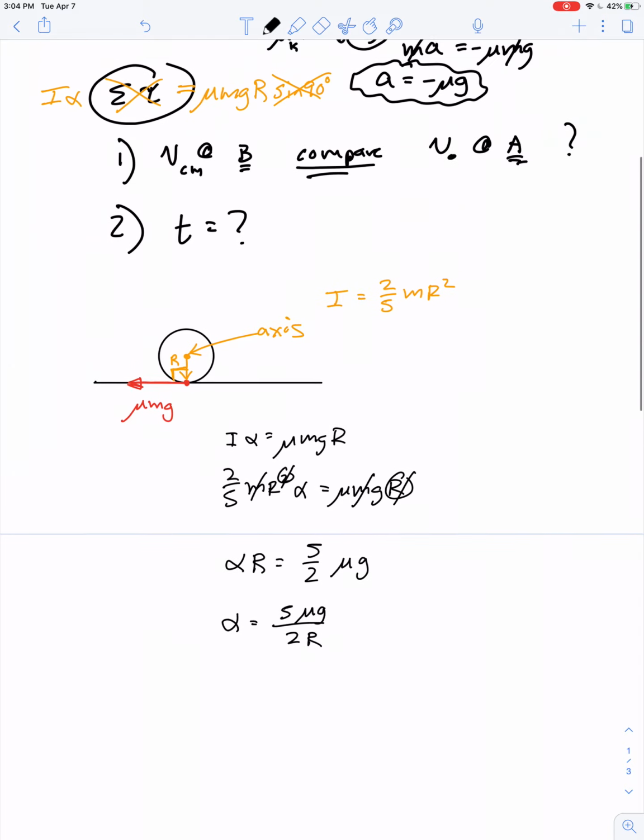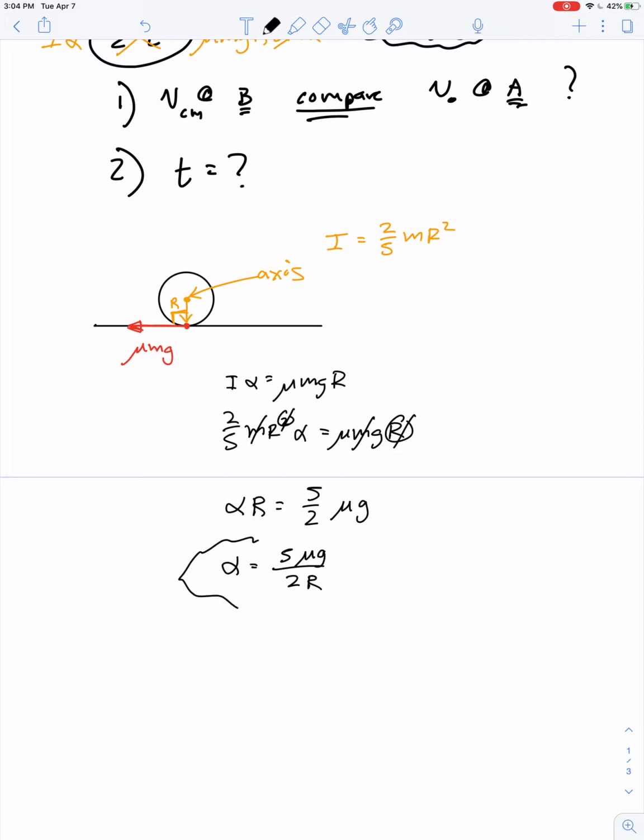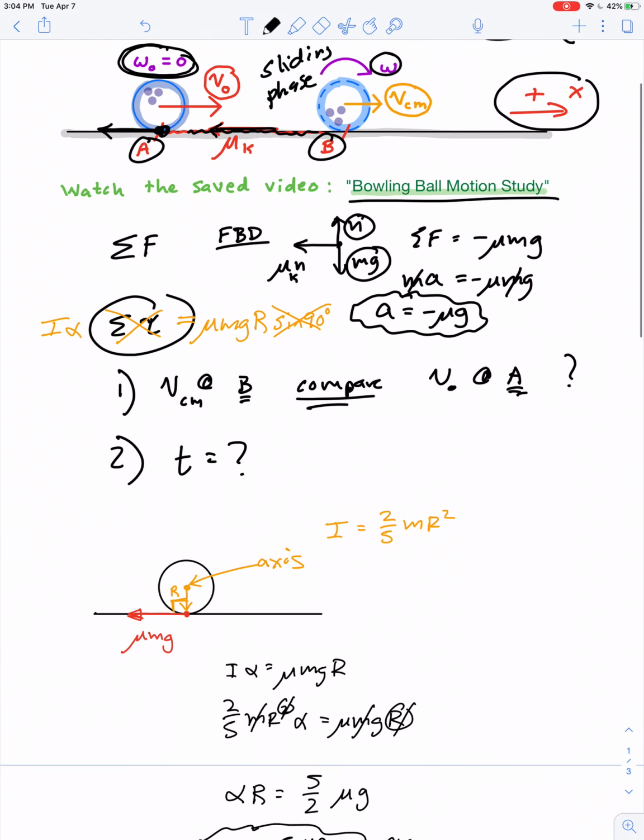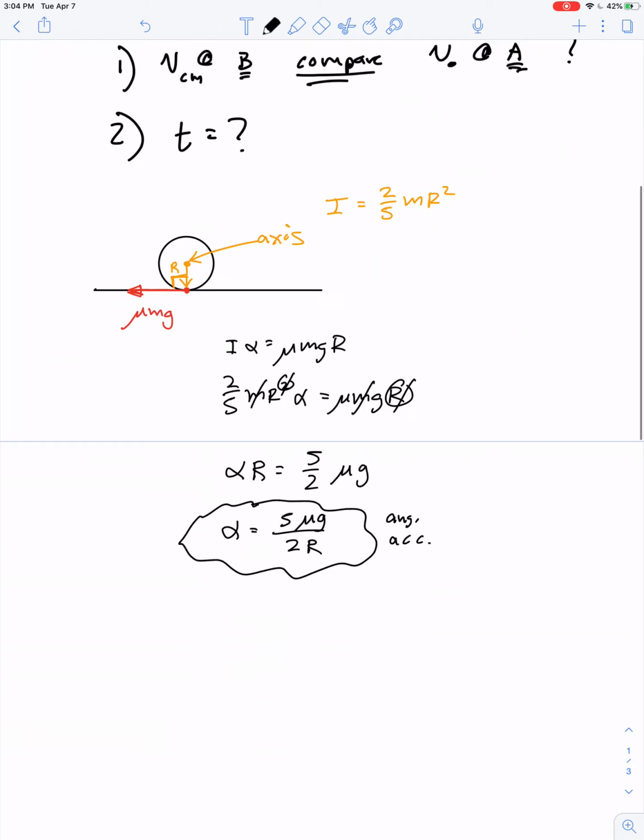Now let's do some kinematics. We have an expression for the angular acceleration, and we also have, if I can copy down below, an expression for the linear acceleration. So the acceleration of the center of mass is equal to negative mu g.